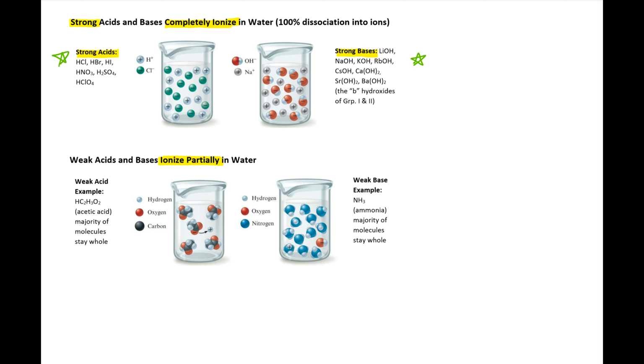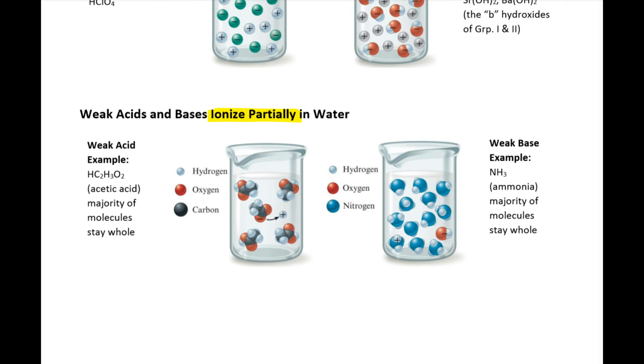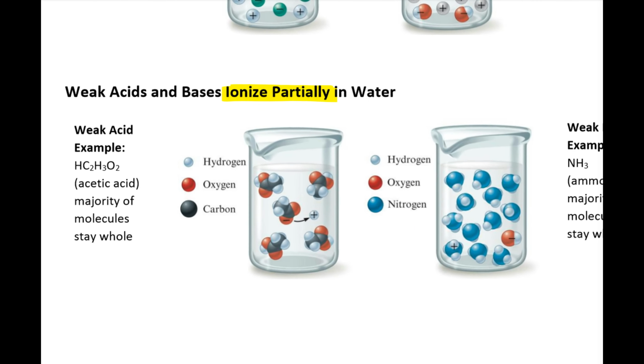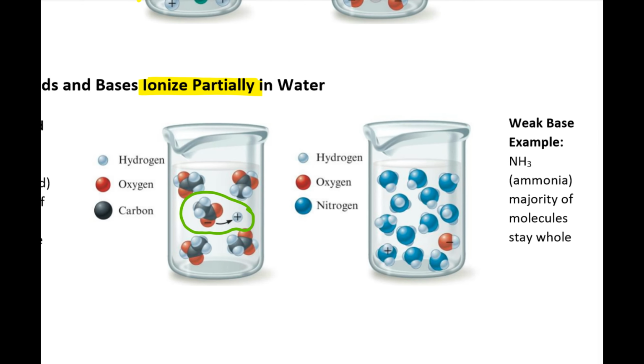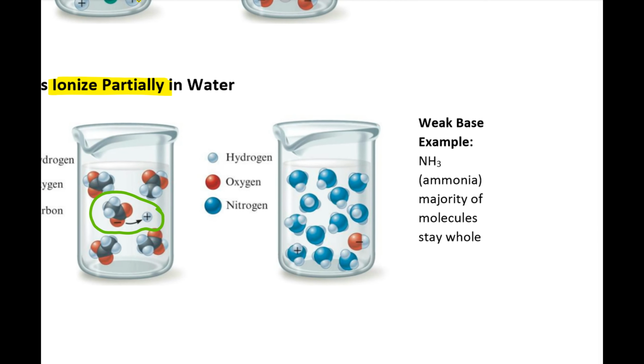So you can see here in this picture of a weak acid, you have 5 molecules of the weak acid, and of those 5, only one of them is losing its hydrogen ion or donating that proton. So this is partial ionization. And the same thing applies here for the weak base. You have a lot of weak base molecules, and only one of them is taking or adding in a hydrogen ion, that proton.